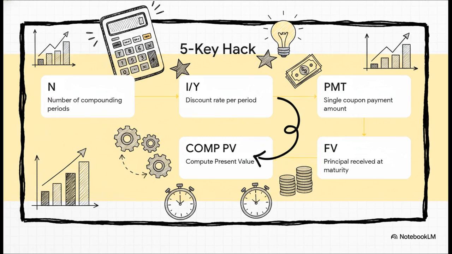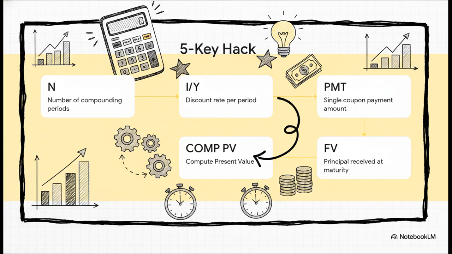You're going to use this exact 5-key sequence on your financial calculator to find the fair price of any bond in literal seconds. Here is the flow. Punch in your number of compounding periods as N, the discount rate per period as I/Y, the single coupon payment amount as PMT, the maturity value, which is usually 100, as FV, and then just hit compute PV for present value. Throw away the manual formulas.